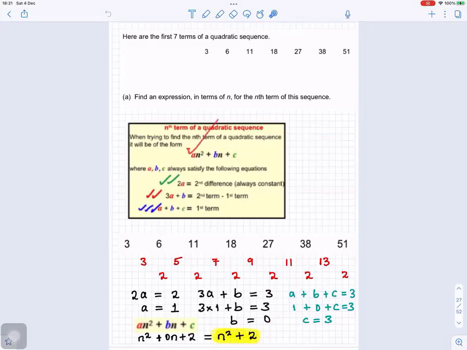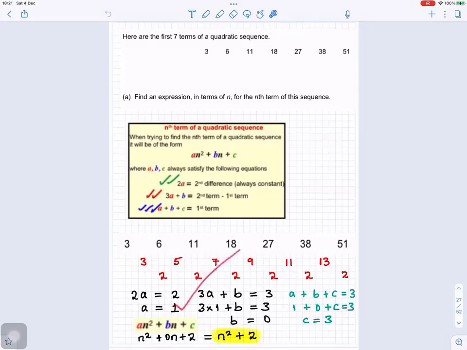So we know a is 1, b is 0. What we have left is to find c. We know a plus b plus c is the first term. The first term is 3. So a plus b plus c equals 3. Do we know a? Yes, it's 1. Do we know b? Yes, it's 0. 1 plus 0 plus c is equal to 3. That means c is 3.